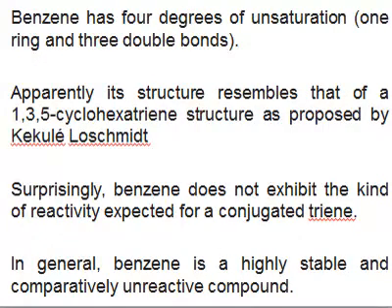Benzene has 4 degrees of unsaturation. So what do we mean by 4 degrees of unsaturation? The unsaturation indicates how many hydrogens are deficient from a molecule. If a molecule has all single bonds, then the molecule is saturated, but if there is a double bond or a triple bond, we say the molecule is unsaturated, right?